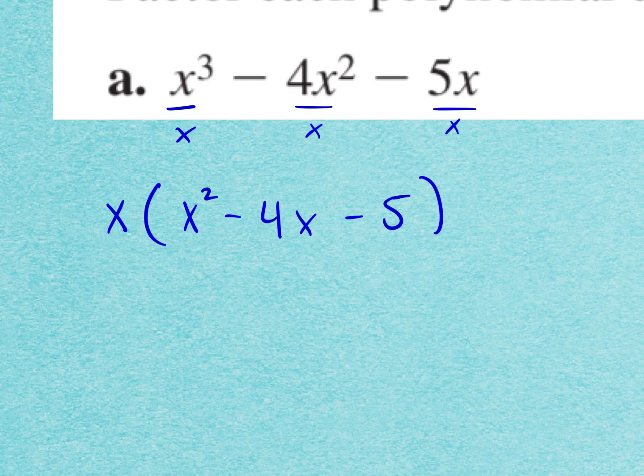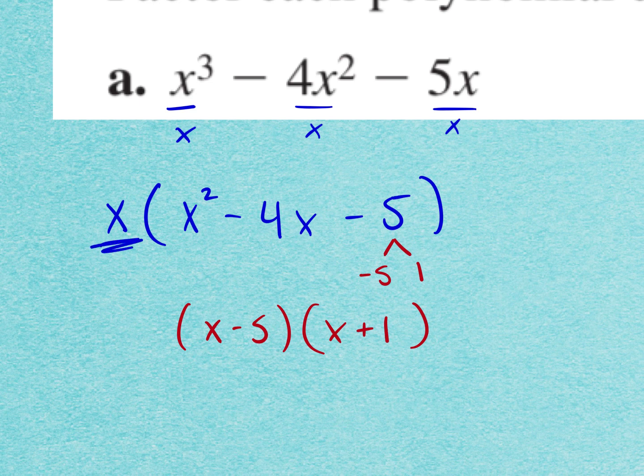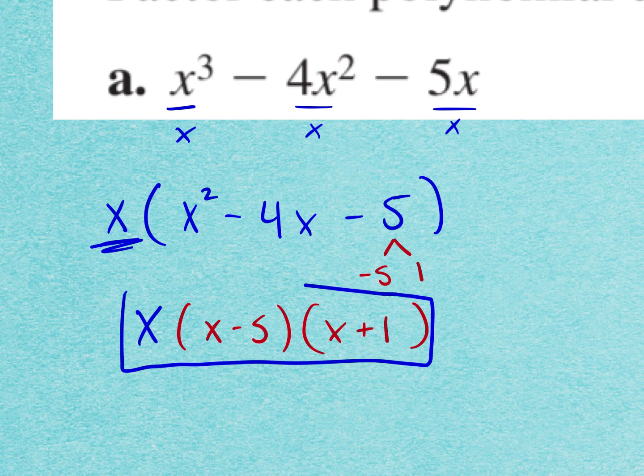Now we want to see, can I factor this anymore? Do I have two factors of negative 5 that add to negative 4? Negative 5 and positive 1. So in my parentheses, I would put x minus 5 and x plus 1. And then we can't forget, since I took out that GCF of x in the beginning, I have to put that in my answer. So anytime you take out the GCF, make sure you put it in your answer.